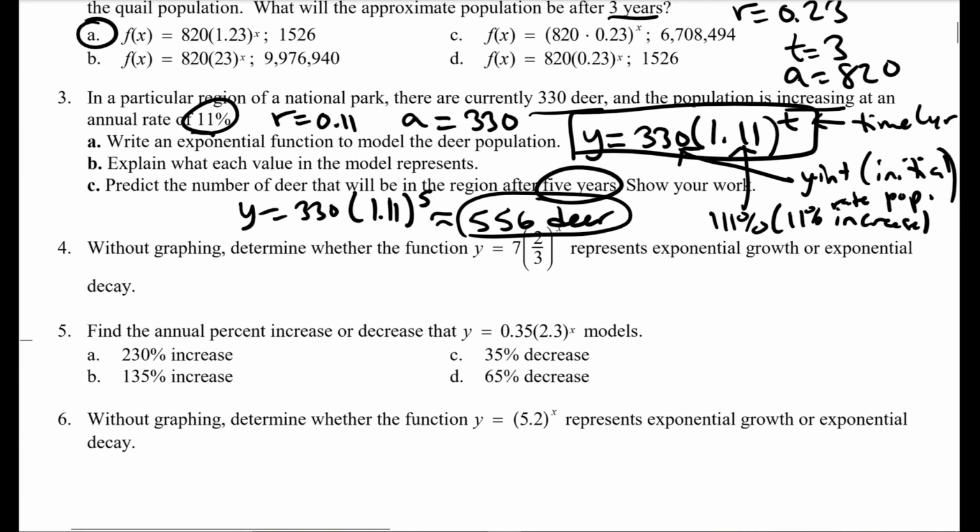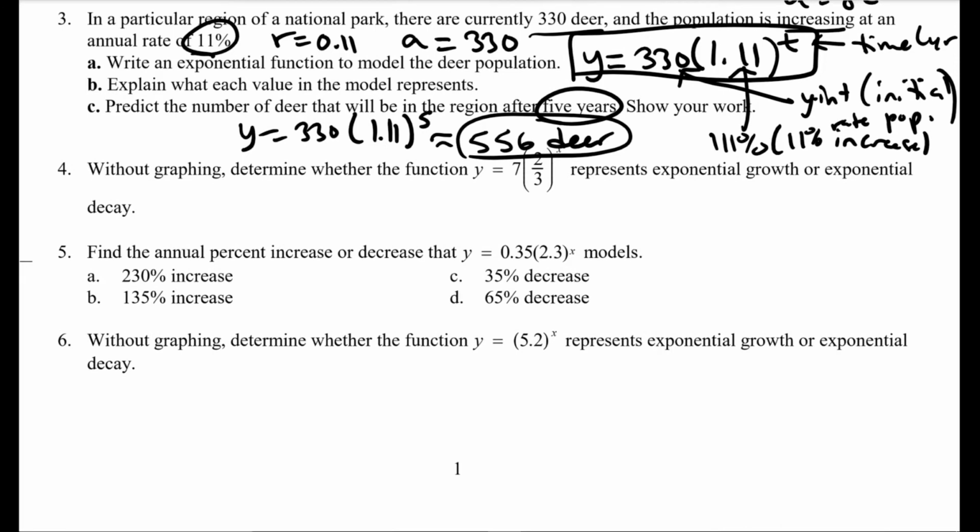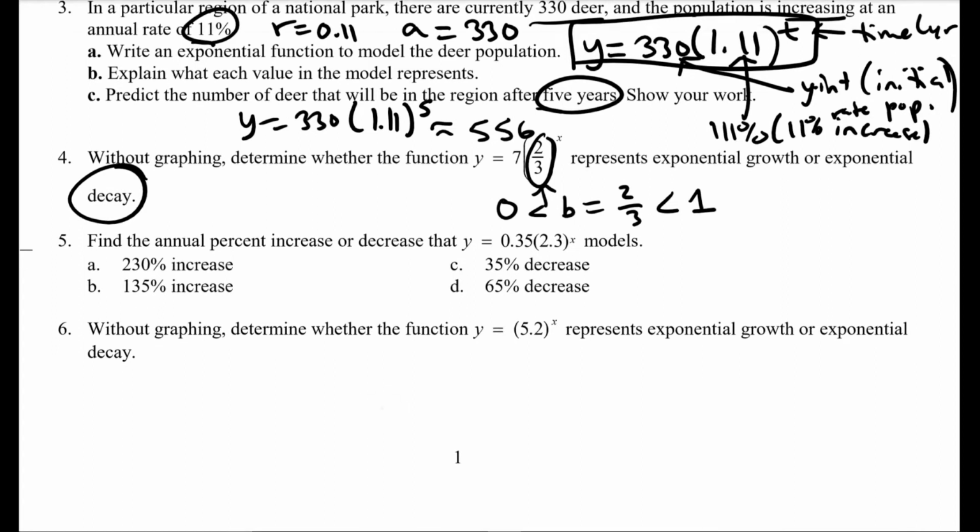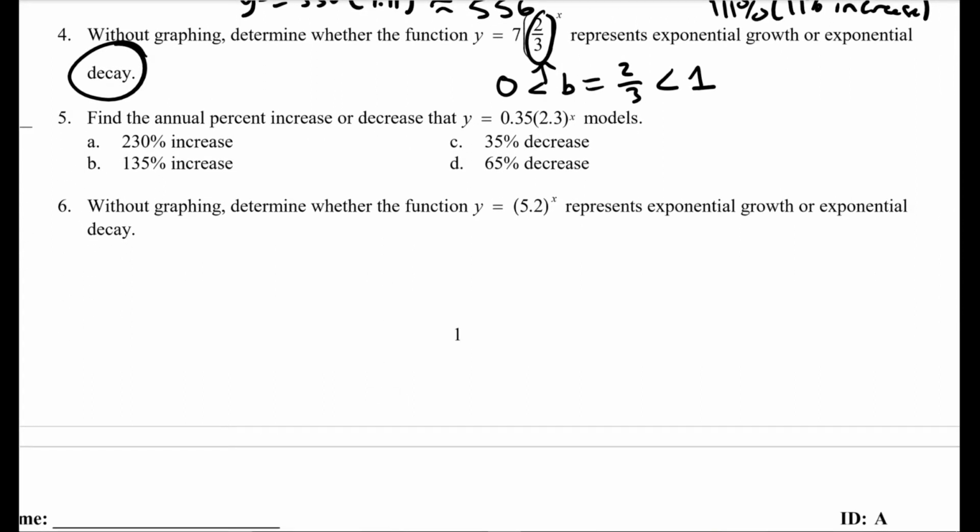All right, for number 4, without graphing, determine the function y equals 7 times (2/3) to the x power, and then determine whether it represents exponential growth or decay. Well, remember that you were looking at our b term, right? So our b term is 2/3. So b is 2/3, and that is less than 1, but greater than 0, which means that that is exponential decay. Pretty straightforward.